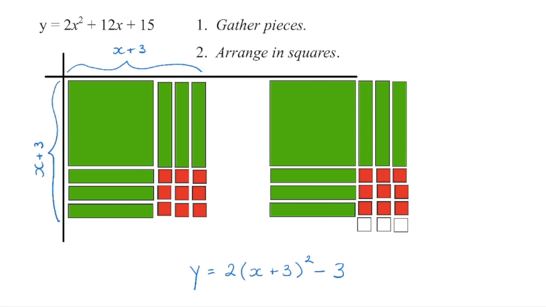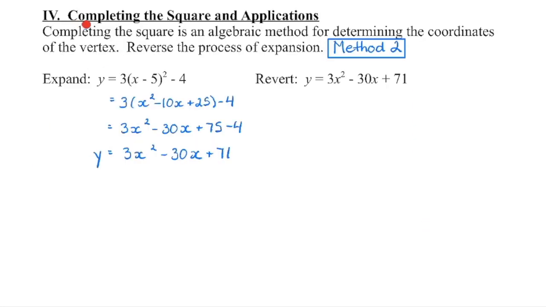So visually, we can see how we can take something in standard form and convert it into vertex form by a process called completing the square. The process of completing the square is the second way that we can take an equation in standard form and convert it into vertex form. The first method being that x equals negative b over 2a.